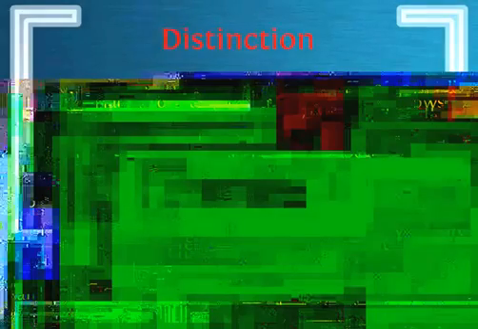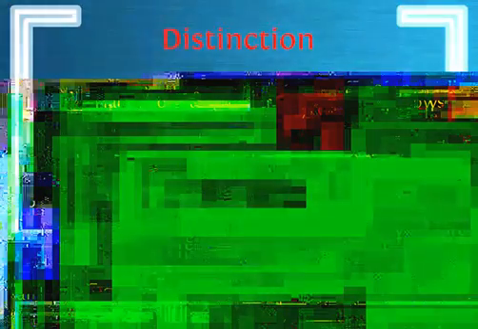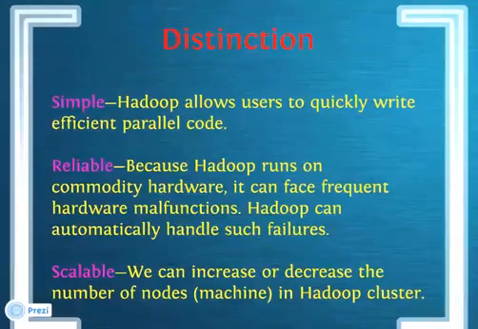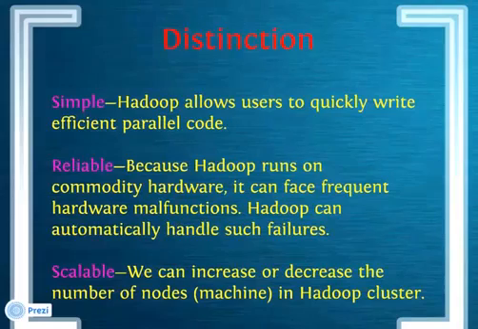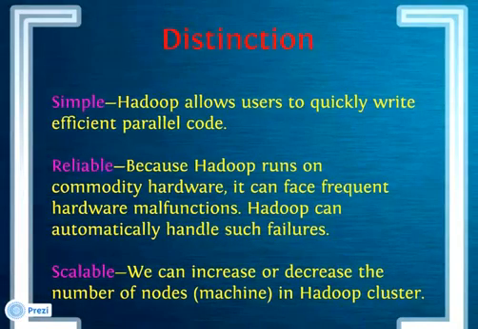The next is about reliability. Because Hadoop is running on commodity hardware, meaning the simple PC or laptop, whatever you have at your home, it can face some issues, some malfunctioning, but that is not an issue. Master machine is there to help you.